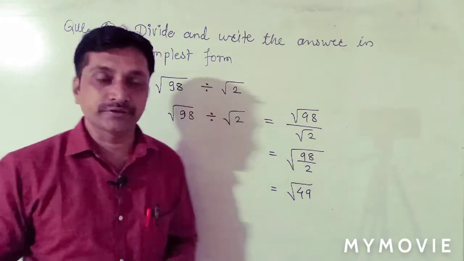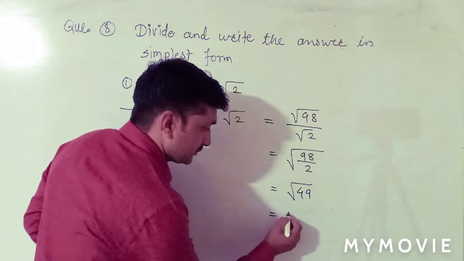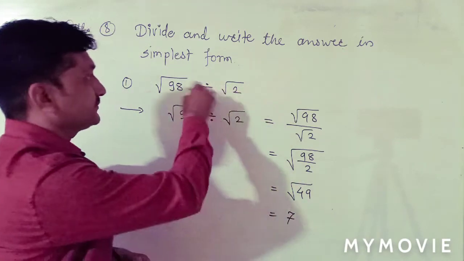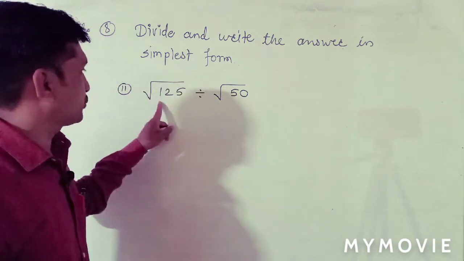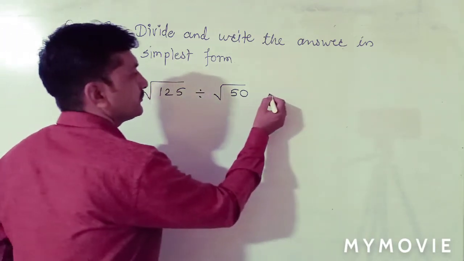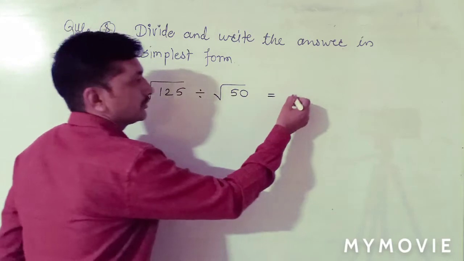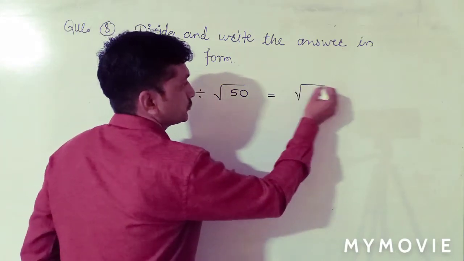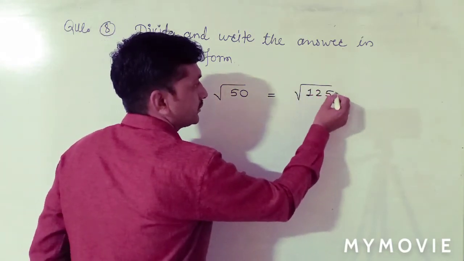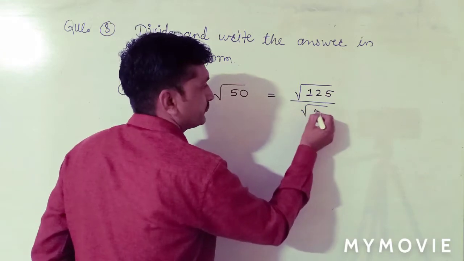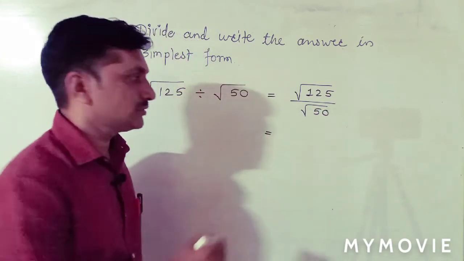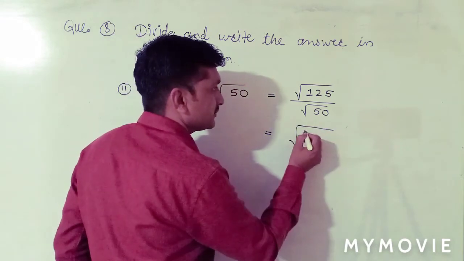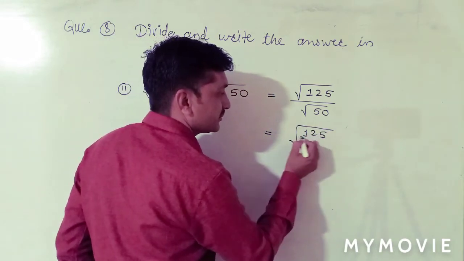49 is a perfect square. Therefore the square root of 49 is 7, and this is the answer. Example number 2: square root of 125 divided by square root of 50. Arrange them vertically. Both are like surds, their orders are the same. That's why we can write them under the same sign.